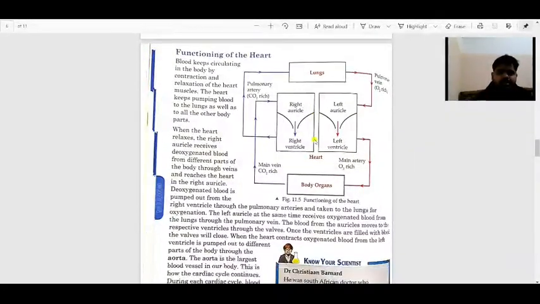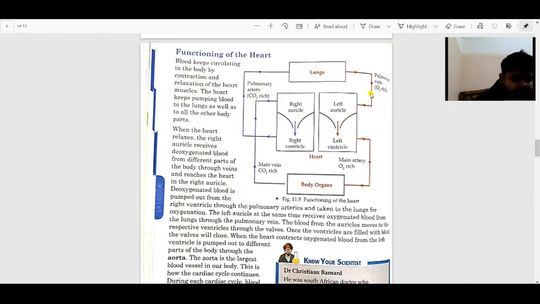Now this is something that you have to understand, right? This is your right auricle and right ventricle, left auricle and left ventricle. So this is the portion which will contain your deoxygenated blood, right? And this is the one which is containing your oxygenated blood. So just understand the concept: from the lungs, the pulmonary vein will be carrying the blood which is rich in oxygen and will come to your left auricle.